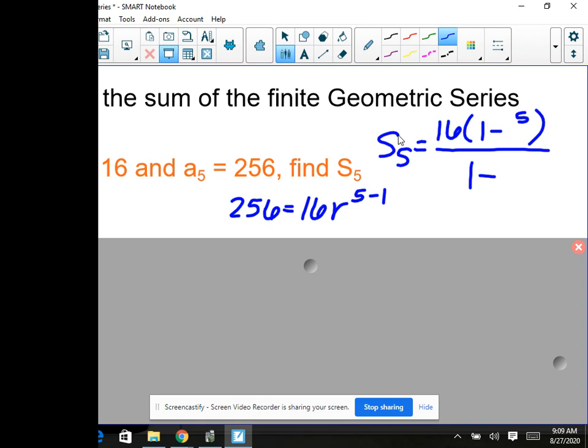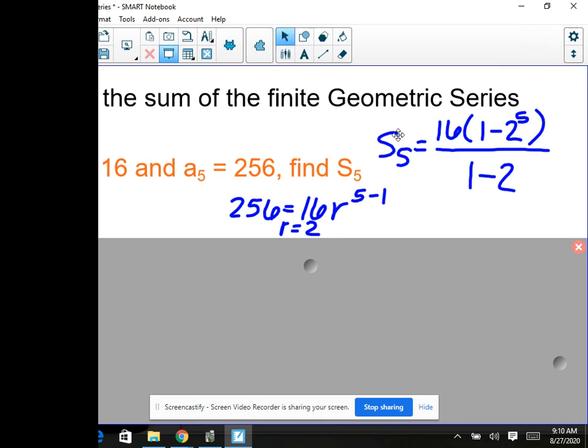All right, so what is your common ratio? 2. If we divide by 16, the square root of 256 is 16. So if we divide by 16, and then take the 4th root of 16, or if we actually know what 2 to the 4th is, we would have that 16. So then I just simply plug my 2 in.